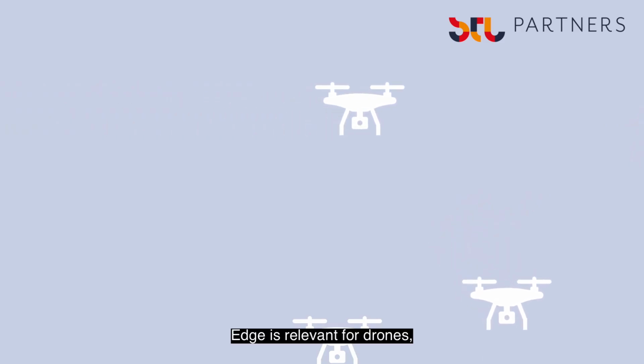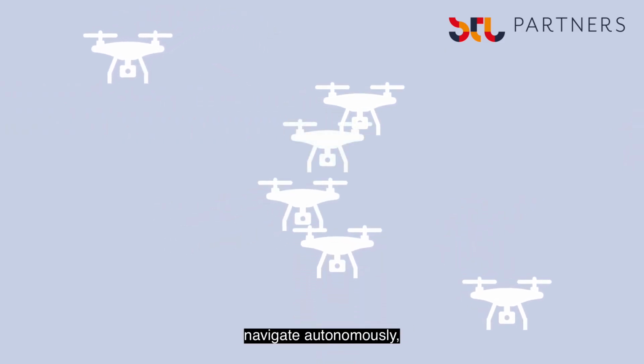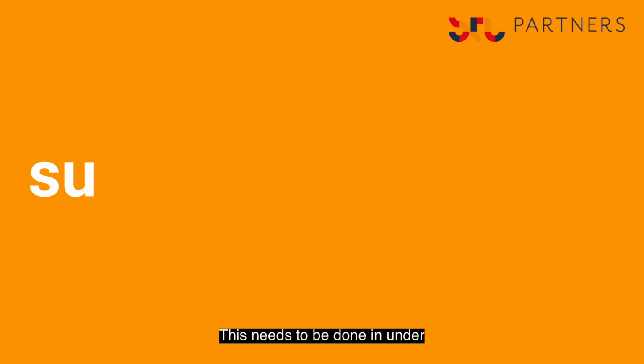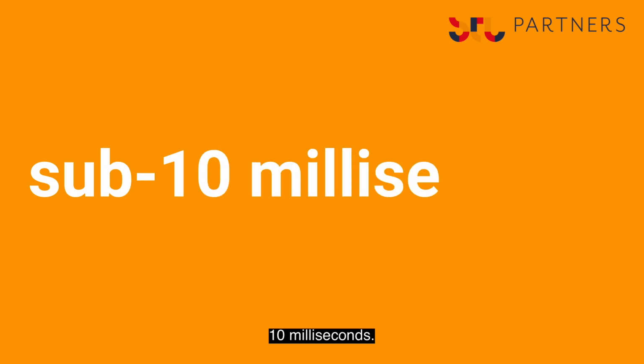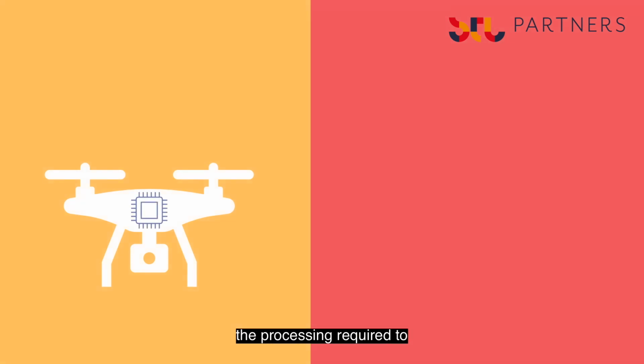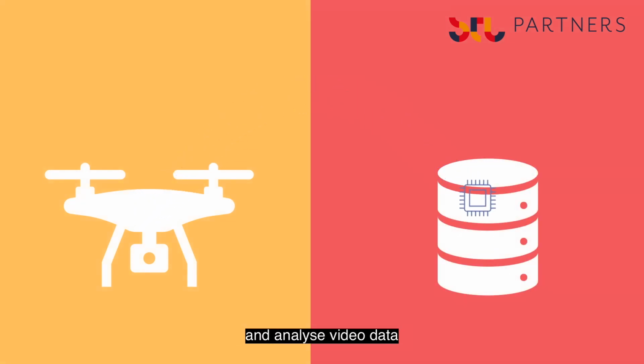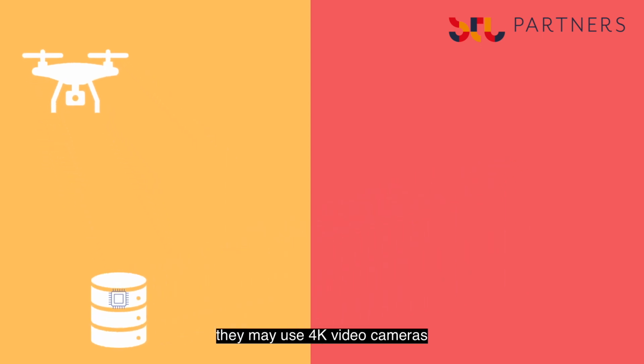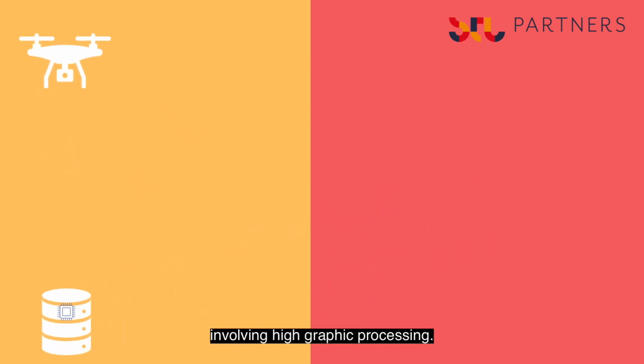Edge is relevant for drones because if they need to navigate autonomously, they have to be able to detect their surroundings, identify collisions, and navigate accordingly. This needs to be done in under 10 milliseconds. By using the edge, the processing required to help the drone navigate and analyze video data can be offloaded to a nearby node. In some cases, they may use 4K video cameras involving high graphic processing.